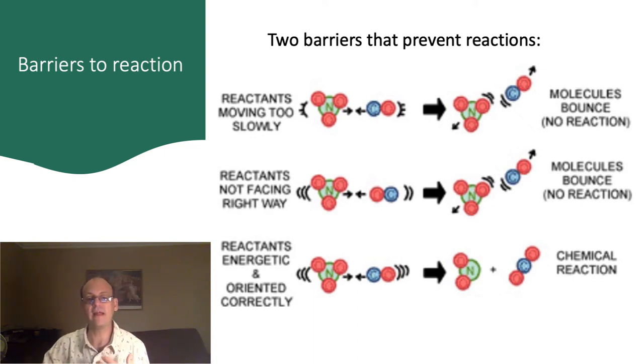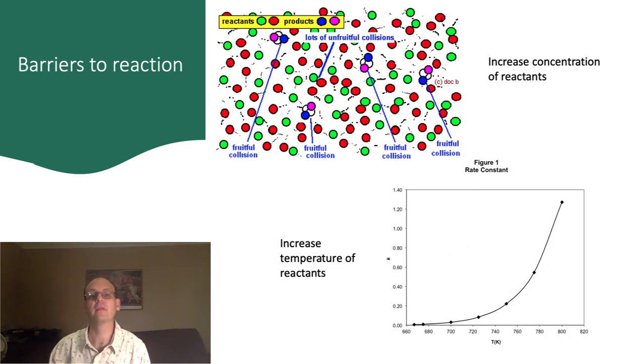It's only when reactants collide with one another with enough energy and with the correct orientation that a reaction will happen. Now, if you're in a chemistry class, you probably know of a couple of ways that you can speed up any reaction. The first way is simply to increase the concentration of reactants. By increasing the concentration of reactants, you increase the number of collisions that occur. With more collisions occurring, it's more likely that more of those collisions will result in a reaction.